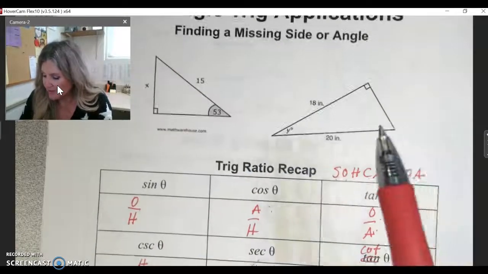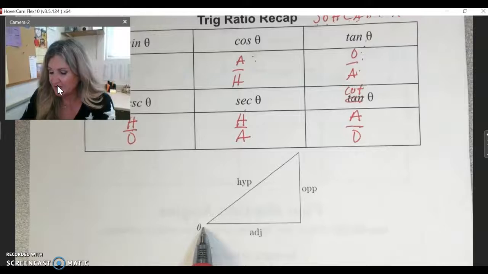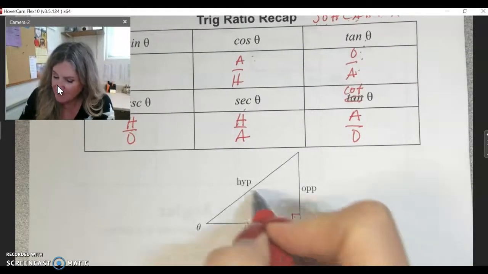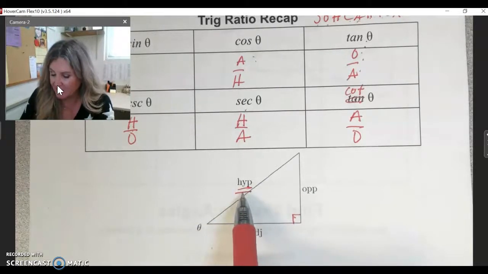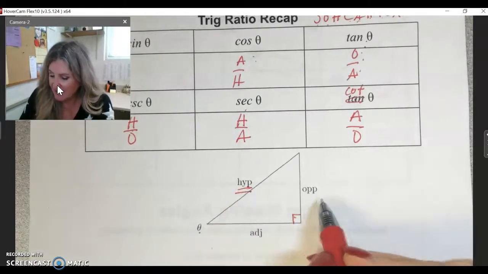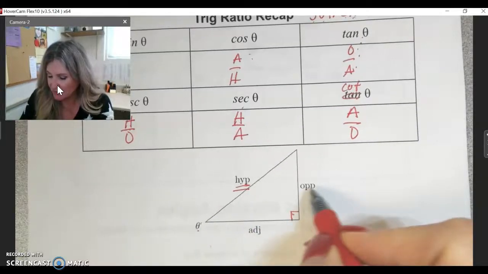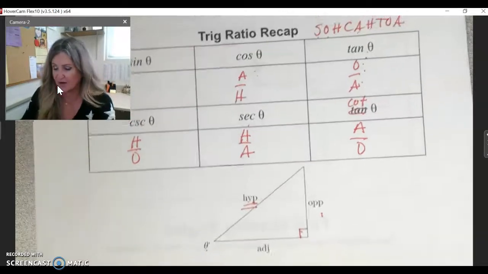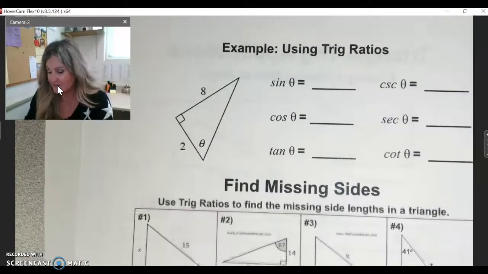So we're going to be looking at this kind of triangle. Right here is our theta, and this is our right angle. The side opposite the right angle is always going to be the hypotenuse. You want to find that first. Then for this theta, opposite is right across from it, and the adjacent is right next to our angle. Okay, and so we are going to use some of these.